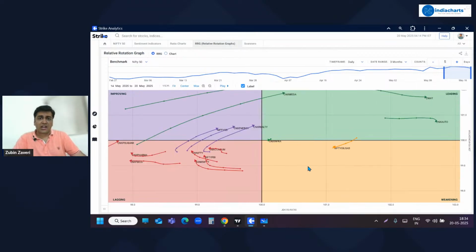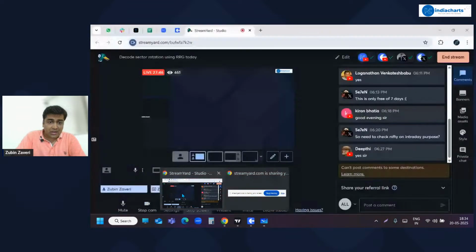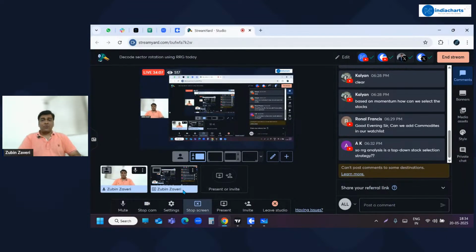So that was RRG on the daily time frame chart. Any questions over here? If no questions, then I'll go to the weekly time frame chart. Ronald, unfortunately, on the Strike platform, we only have the NSE listed data for stocks and indices. So the same feature can be applied on the commodity charts, but on the RRG chart on our platform, we don't have commodity data, right?